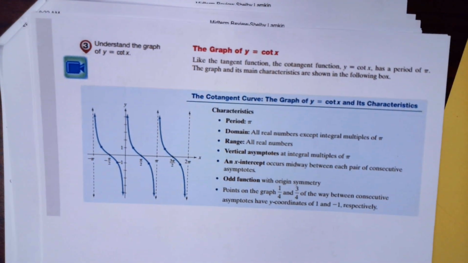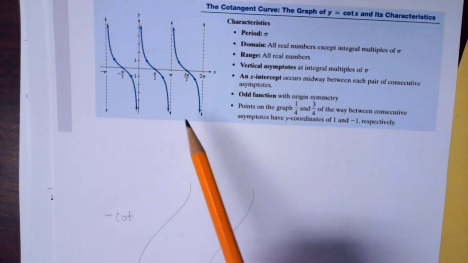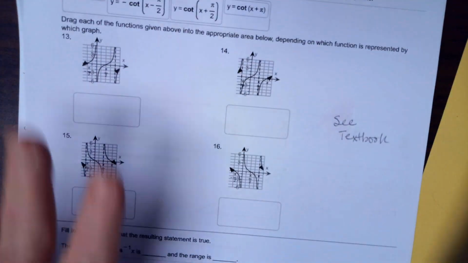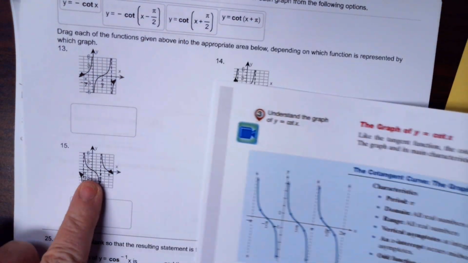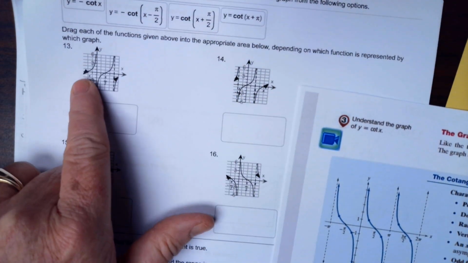Question 24 asks you to match some graphs of cotangent. Some are positive, some are negative. So I went to the textbook and I wanted you to see this. This is our cotangent. So if cotangent goes this way, negative cotangent goes this way. So you can eliminate, or you can sort these, and you can pick out that these are positive cotangent, and then those would be negative cotangent.